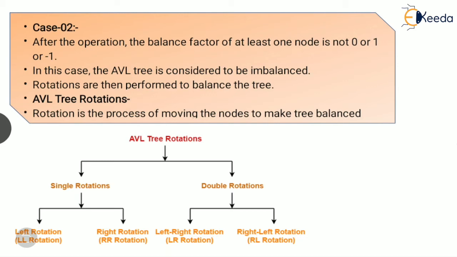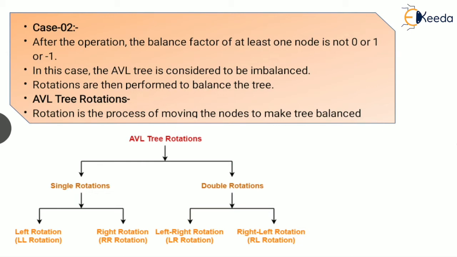Single rotation includes left rotation, called LL rotation, and right rotation, called RR rotation. This is the part of single rotation. Now double rotation includes left right rotation, that is LR rotation, and right left rotation, that is RL rotation. LR rotation and RL rotation are from the category of double rotation. Now here we are providing the double rotation.